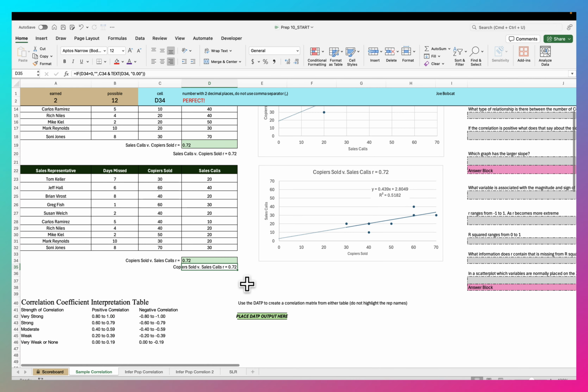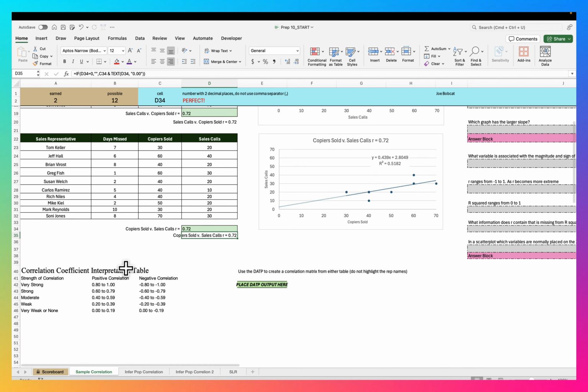Now, in terms of correlation coefficients, we always want to interpret them based on the strength of the correlation. So if it is a positive correlation, then very strong is 0.8 to 1. Strong is 0.6 to 0.79. Best way to remember these is just think that you're going basically 20% at a time. So starting with 0 up to 0.19, and then 0.20, 0.40, 0.60, 0.80. And similarly in the negative direction.